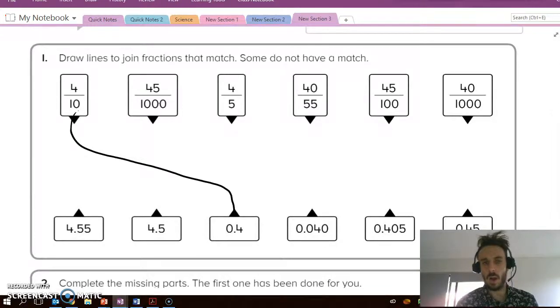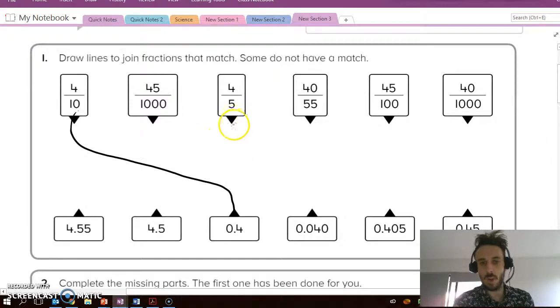I'm tempted to come and draw it over here, but that number's 45 hundredths. Thousandths would be the next column, so I could draw a 0 in there. It'd be 450 thousandths, so it's not that. I can't see it there, and it says some do not have a match, so I might leave that one.